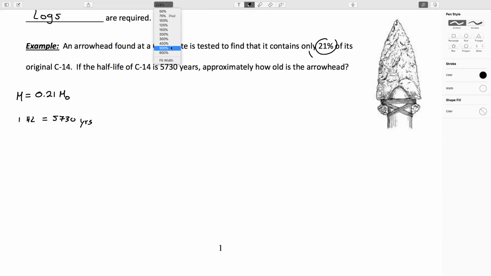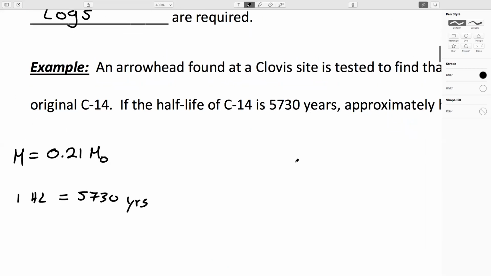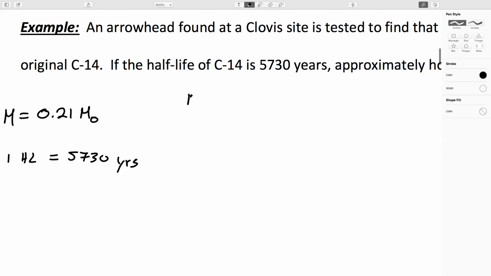I'm just going to zoom in a little bit here. We're going to base this on the formula m equals m naught times 0.5 to the power t. And now we can solve for t as number of half-lives, then multiply by 5,730, or we can just put it into the formula right off the bat. I think it'll be easier to solve for time and then multiply time by years per half-life. So let's do it this way.